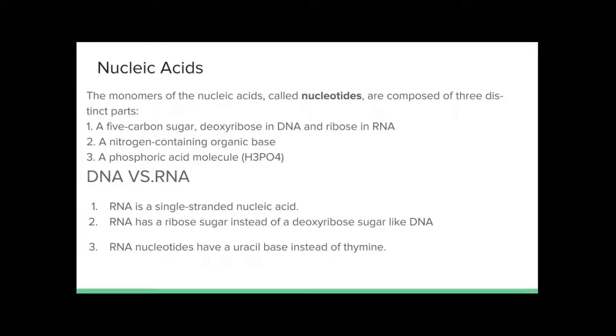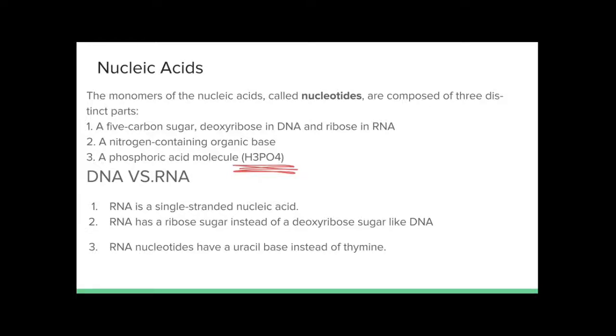Okay, so moving on to nucleic acids, where we find nucleotides, which are composed of 3 distinct parts. First being a 5-carbon sugar, deoxyribose in DNA and ribose in RNA. Second part is a nitrogen containing organic base. And the third part is a phosphoric acid molecule, which is H3PO4.